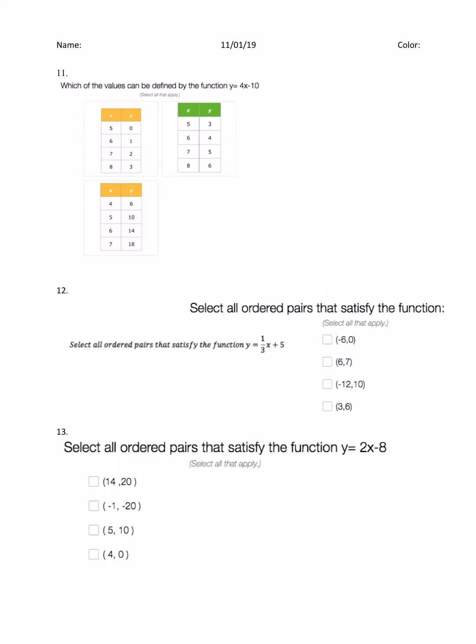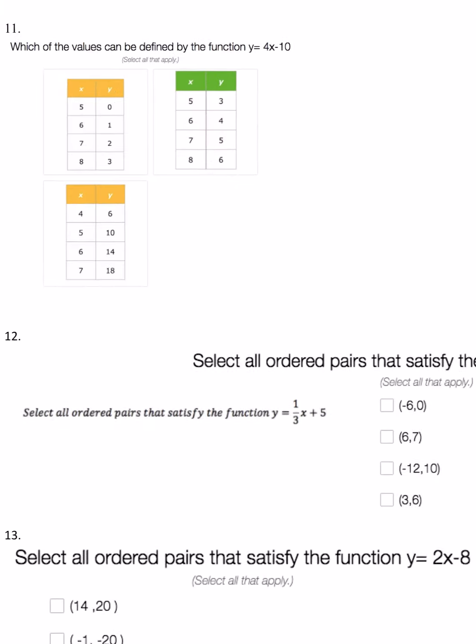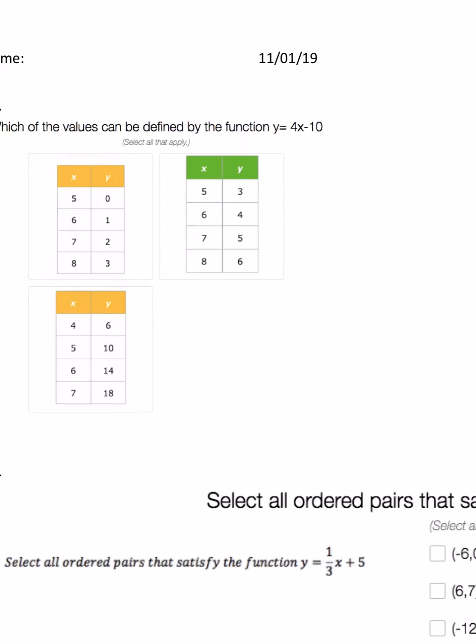Next one. Okay, this one is the same thing. It's substitution. Do you see an X? Yep. Do you see a Y? Yep. And then so isn't this an X? And isn't this a Y? Pick easy values.